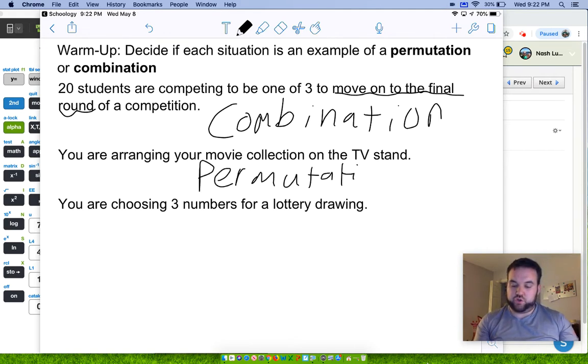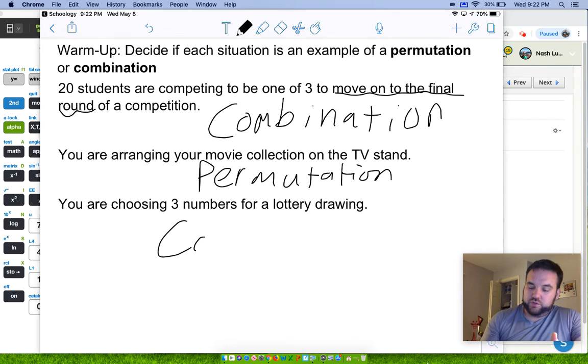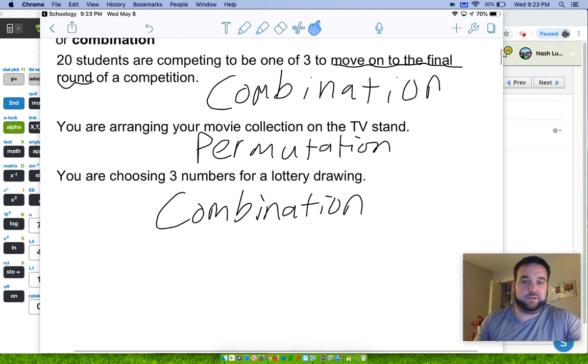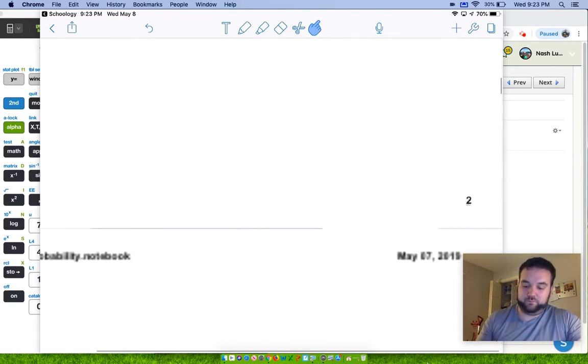And finally, you are choosing three numbers for a lottery drawing. So most lottery games, you can choose the numbers that you want, the numbers that you think are the winning numbers. All you need to do is get them right. It doesn't matter the order in which you say them. So a combination would be the correct answer here. Just get the three right numbers. It doesn't matter which number you say first. It's just, did you get them right?